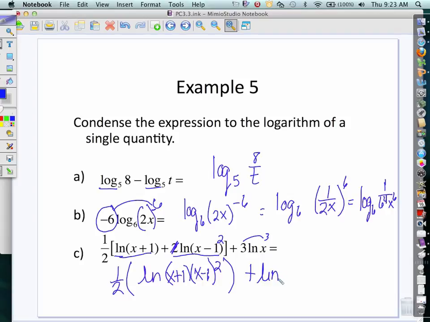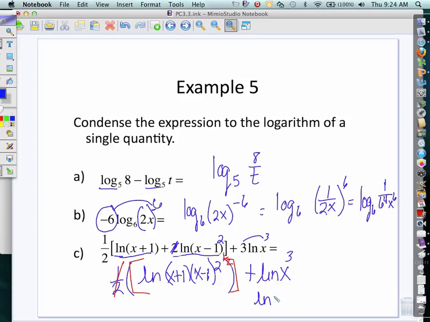And then you still have plus, that'd be a natural log of x to the third. I'm going to go ahead and put that exponent on top. You'd want to make sure you use this 1/2. This 1/2 means an exponent. So it's an exponent here of a half instead. And I can apply that 1/2 to everything on the inside.